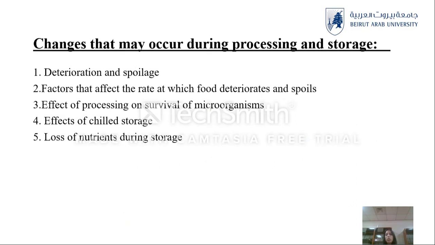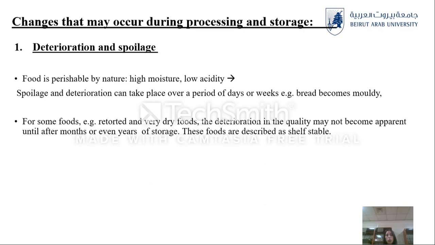So what are the changes that may occur during processing and storage? Here I'm going to talk about certain aspects of deterioration and spoilage. I'm going to talk as well about the factors that affect the rate at which food deteriorates and spoils. What are the processes used in food premises and how do they affect the survival of microorganisms? We're going to talk as well about the effects of chilling and what are the losses of nutrients that might occur during storage.